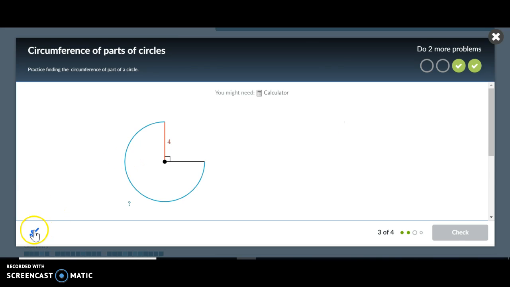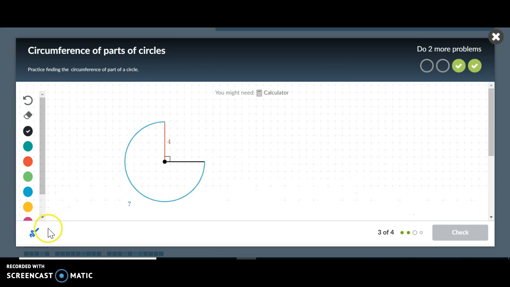Alright, let's open up our thing here. So we know that the circumference of a circle is pi multiplied times diameter. Pi times diameter. But here's the deal. We're not trying to find the whole circumference. We're only trying to find this part, and this part. So the first thing you have to figure out is, how much of the circle are we trying to find here? So one thing I like to do as a visual, let's complete our circle again.